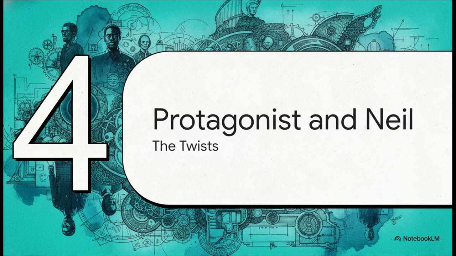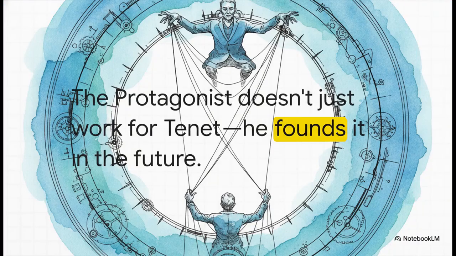Section 4, the protagonist and Neil, the twists. This blew my mind the first time I realized it. Our main character, who is simply known as the protagonist, doesn't just work for the secret organization TENET. He actually founds it in the future. Our hero is the ultimate mastermind, pulling the strings from years ahead and sending the entire mission, and his younger self, back into the past to ensure they win. He is quite literally hiring himself.